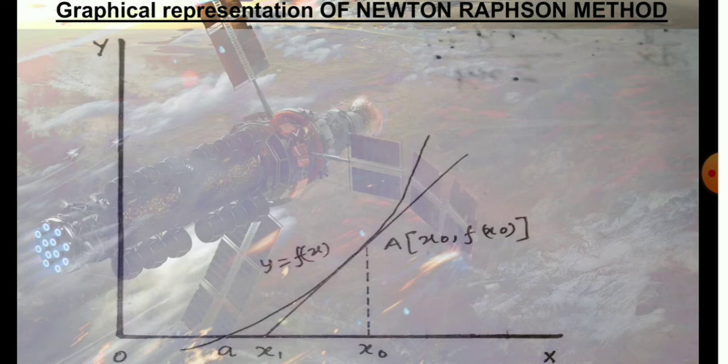Here is the graphical representation of Newton-Raphson method. A curve y equals f(x) is drawn. Here it cuts at A. A tangent is drawn to the curve at A, whose coordinates are x0 and f(x0). f(x0) is y0, the initial value of y. Here you see the curve. Now we see how the formula is derived and what is the formula by which we can find the roots of the given equation.